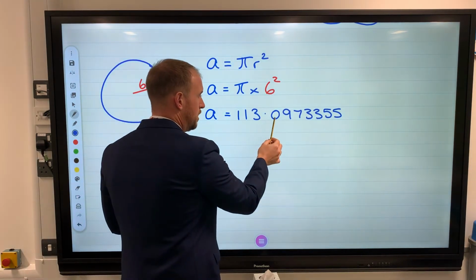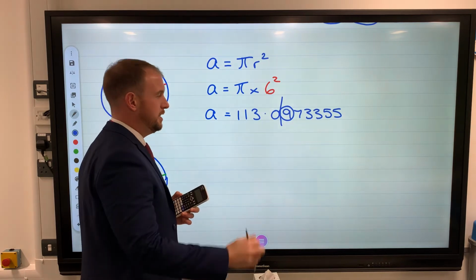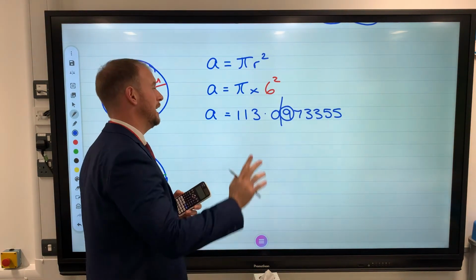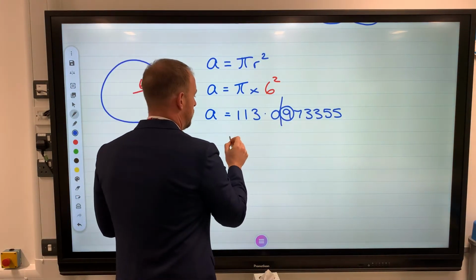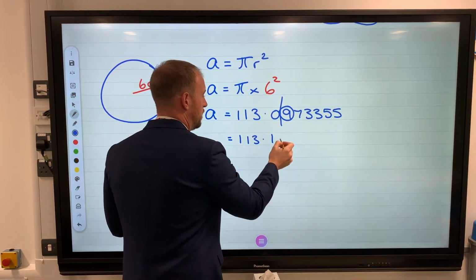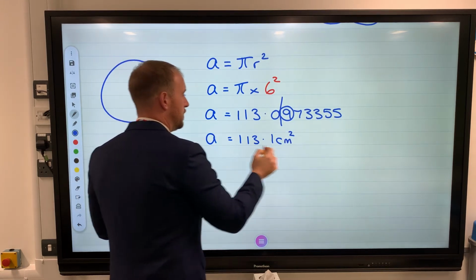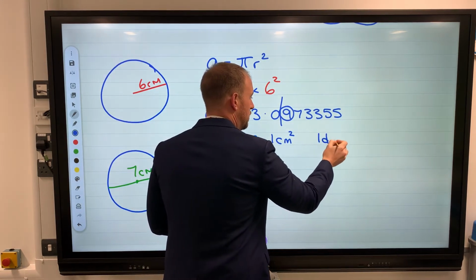Here's my decimal point. First digit, look at my next digit. 0 to 4, stay on the floor. 5 to 9, I like to climb. Therefore, this is going to equal 113.1 centimetres squared, because we're looking at area. And that is to 1 decimal place.